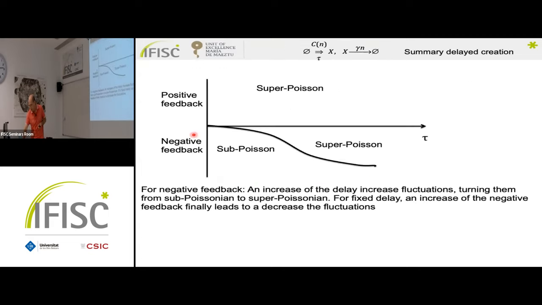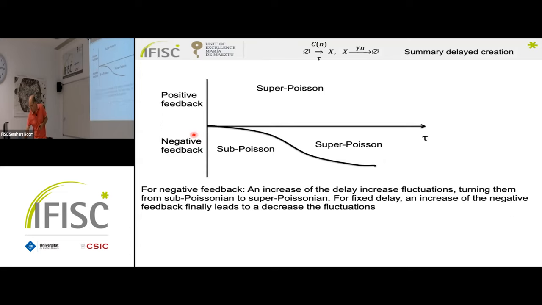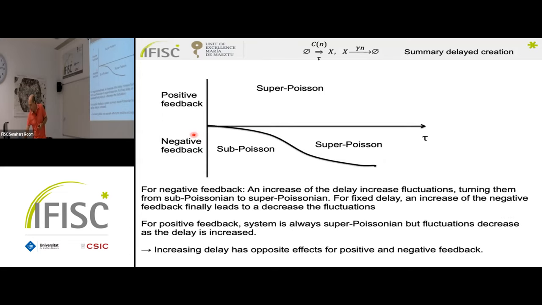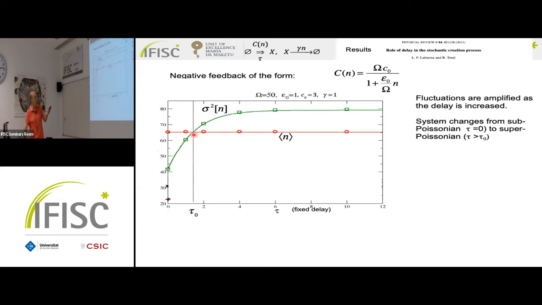Tau not depends on all the parameters of the model, C0, epsilon, and also the other parameters. Different functions? Yes. This is just an example for this particular case.